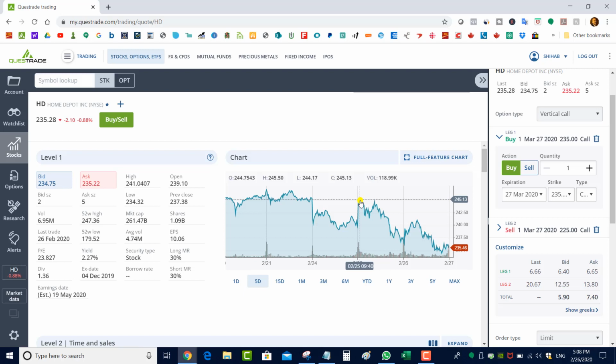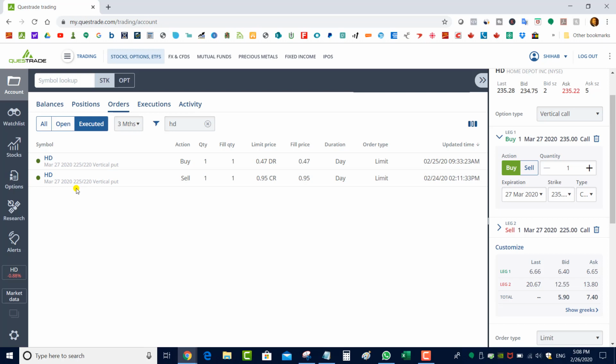So that did two things for me. First of all, the stock went in the direction that I wanted. It went further from my short strike of 225. And because earnings was released, there was a volatility crush. So these two incidents allowed me to close the same put spread that I opened on Monday. I was able to close it on Tuesday for 47 cents.